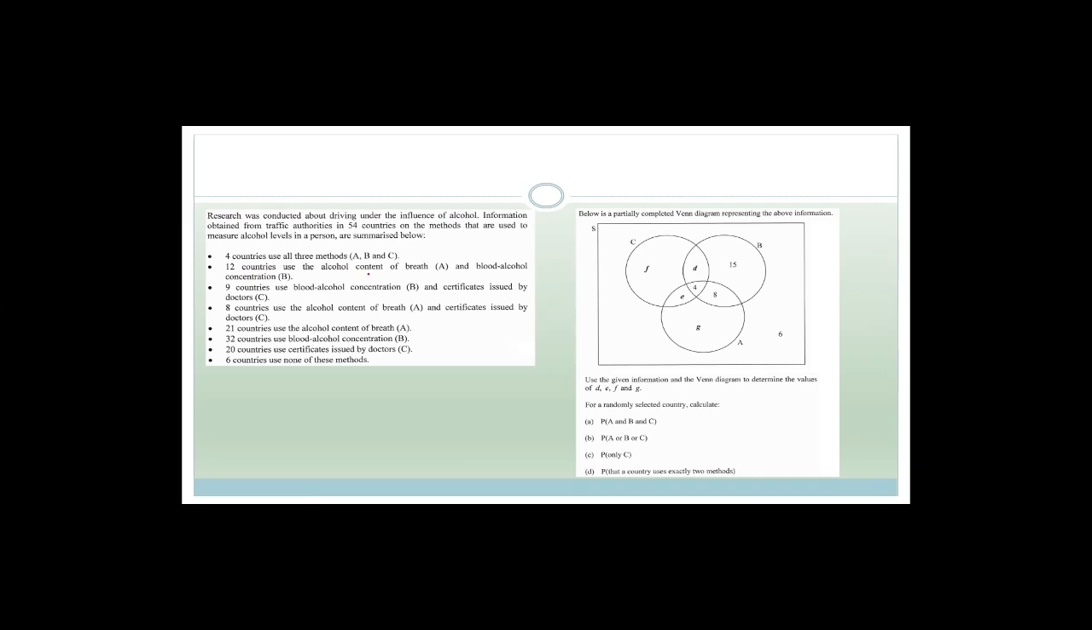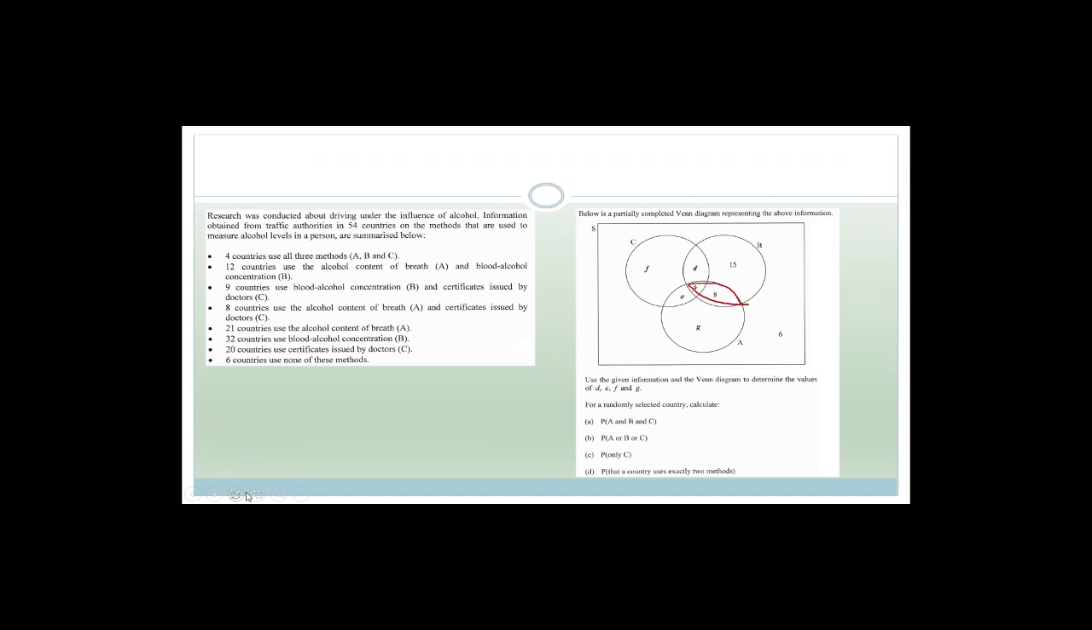12 countries use the alcohol content of breath. Okay, so the whole of A is going to be 12. Sorry, my bad, I misread that. Let me erase that, because there's actually quite a nice thing happening here. It says, 12 countries use the alcohol content of breath and the blood alcohol concentration. So there are 12 countries that do both A and B. You can see that 4 plus 8 is 12. So since that was 4, that has to be 8, because 4 plus 8 is 12.